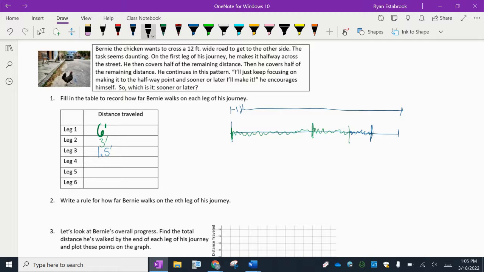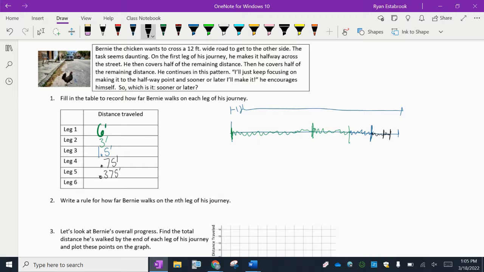Okay, so now we're getting shorter distances. There's 1.5 feet left. Leg 4, Bernie goes halfway there. How far did Bernie travel? If you travel 0.75 feet, that means there is 0.75 feet left. Okay, now we're on to leg 5. Leg 5, there's 0.75 feet left. You're going halfway there. How far is Bernie going to travel this time? 0.375. So waddle, waddle, waddle, halfway there.